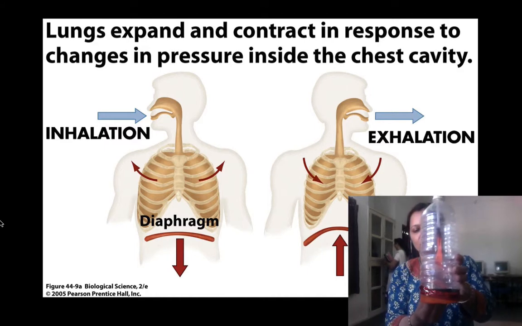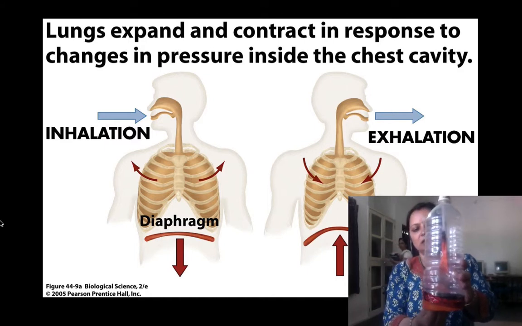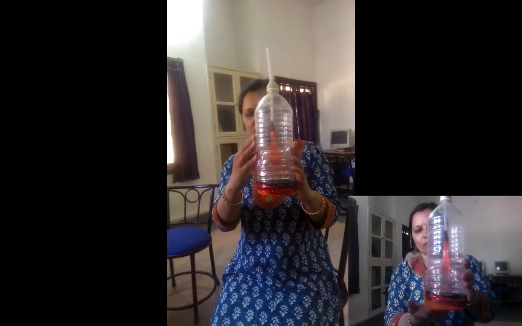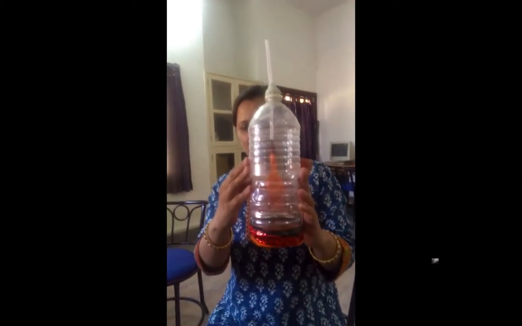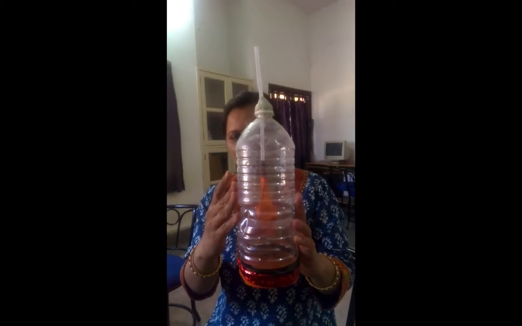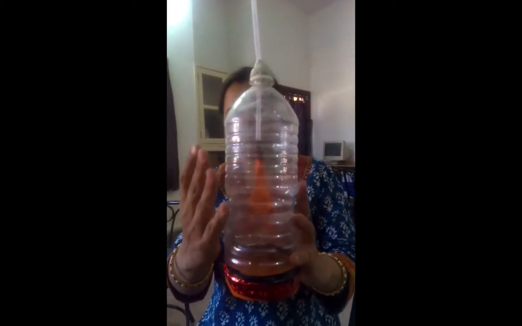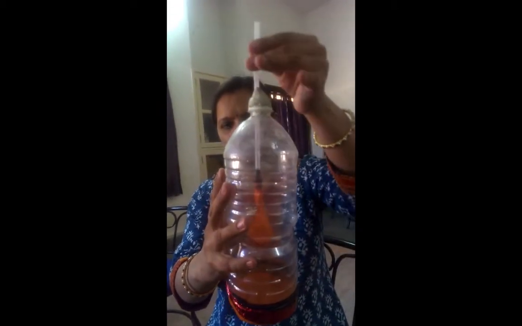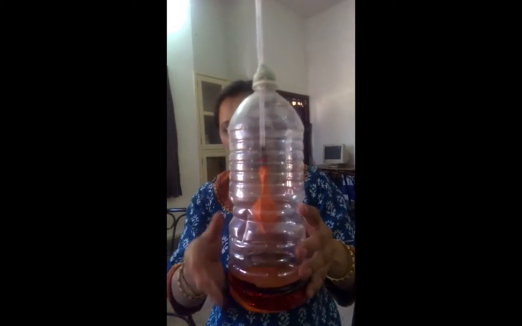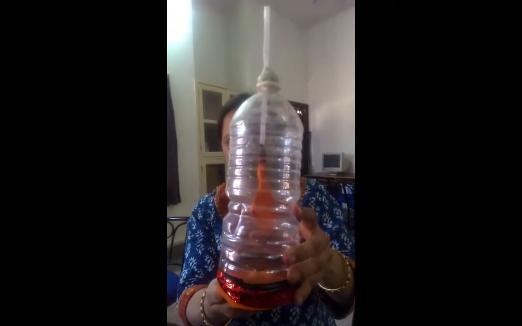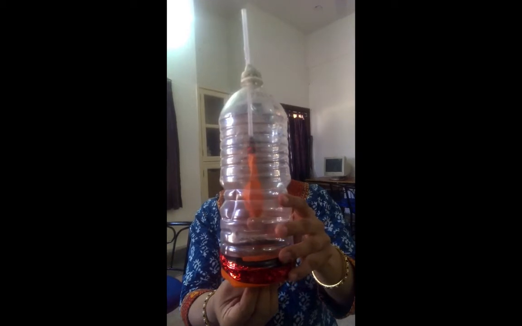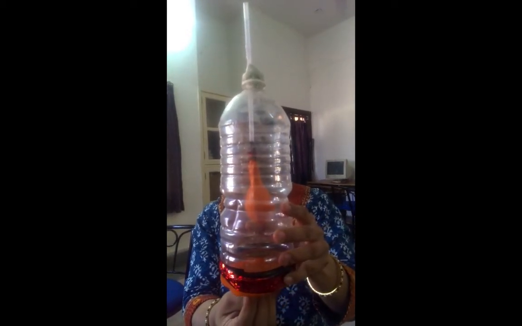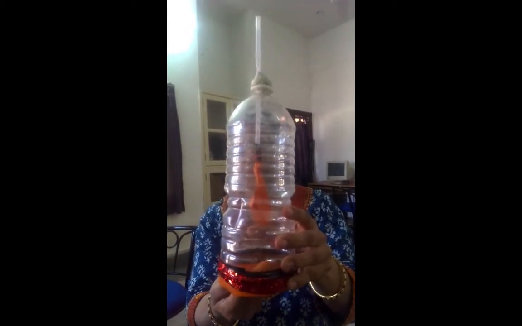Why does this happen? It happens because when you push the diaphragm upwards, you are reducing the volume of the chest cavity, and because the volume of the chest cavity is reduced, the air pressure inside is more. And you know that air moves from higher pressure to lower pressure, so the air from the lungs is forced out. Now in case you are inhaling, what happens?